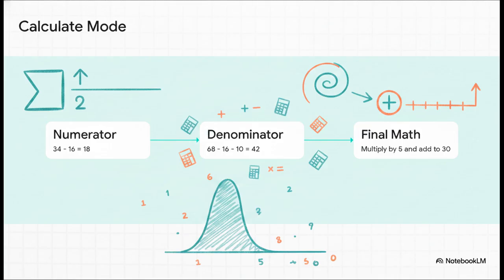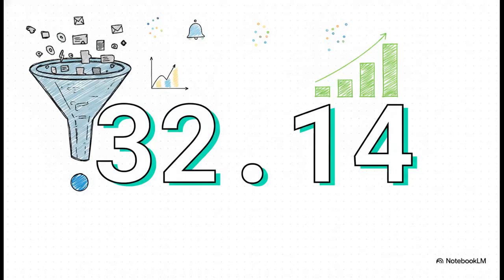Let's actually break down the math step by step to avoid any order of operations confusion. First, we handle the top fraction. 34 minus 16 gives us 18. Next, the bottom. 2 times 34 is 68. Subtract 16, then subtract 10, and we're left with 42. So our fraction is 18 over 42. If we divide that, multiply it by our interval of 5, and finally add our base limit of 30, we arrive at our final calculated mode for this dataset, approximately 32.14.